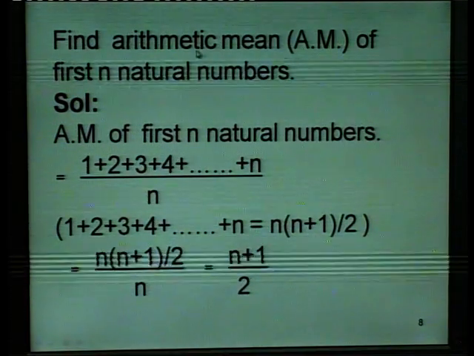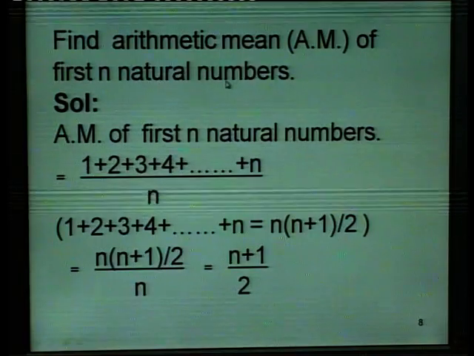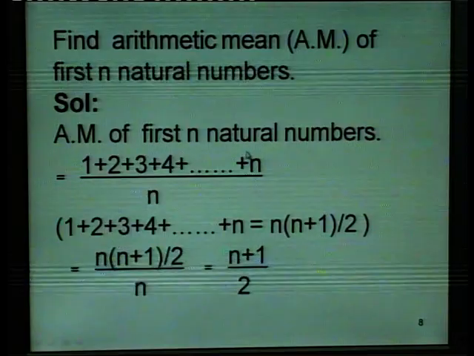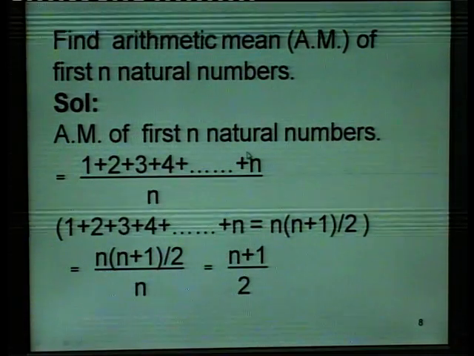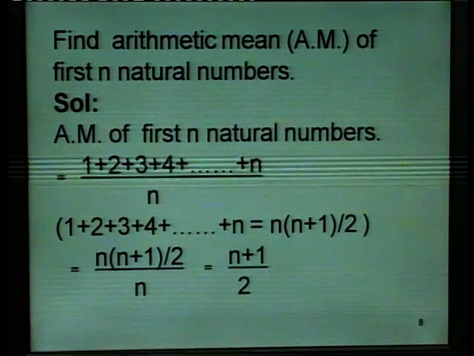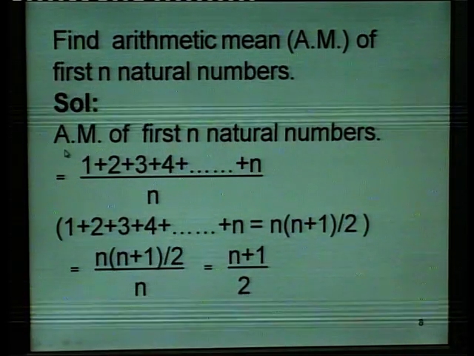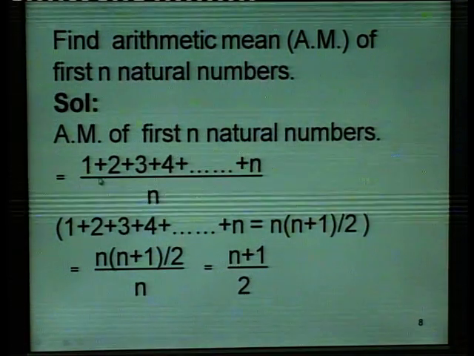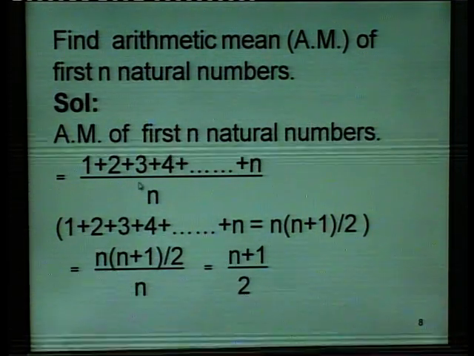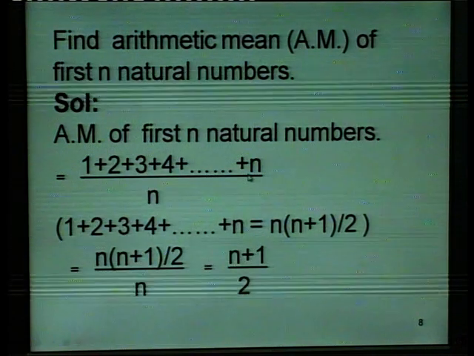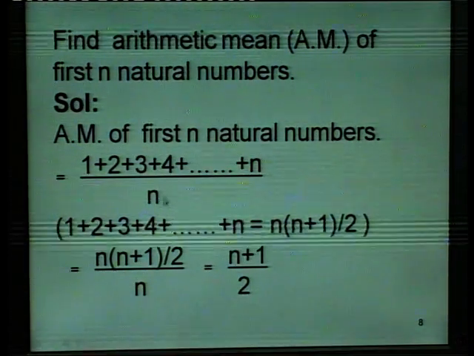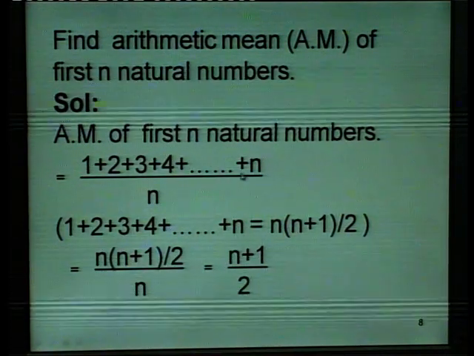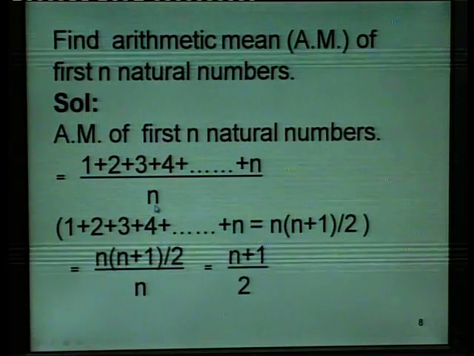One example: find the arithmetic mean of the first n natural numbers. N natural numbers, you know, 1, 2, 3, 4, 5 up to n, and n can be any number: 10, 15, 20, 22, any number. Now, the arithmetic mean of the first n natural numbers. How do we find the arithmetic mean? Add these numbers, 1 plus 2 plus 3 plus 4 up to n, whatever n is given, and divide it by the total number of values. Since 1, 2, 3 are counting numbers, the number of observations is n.